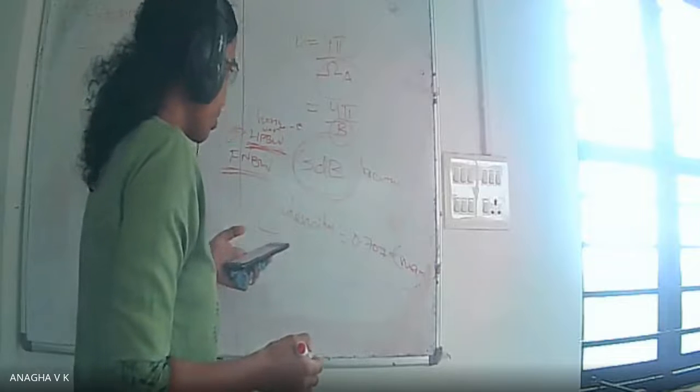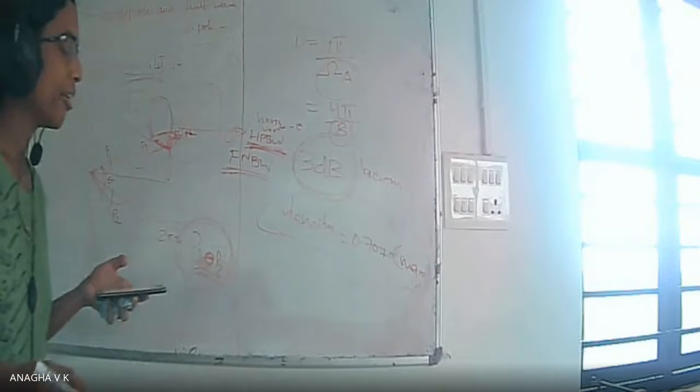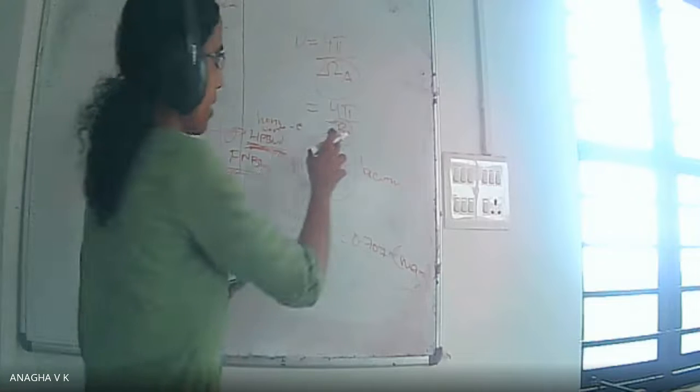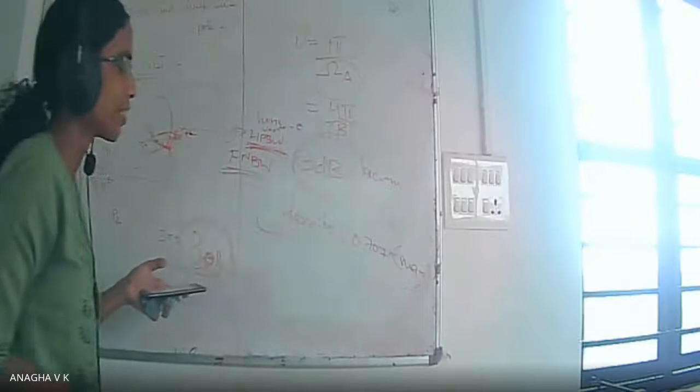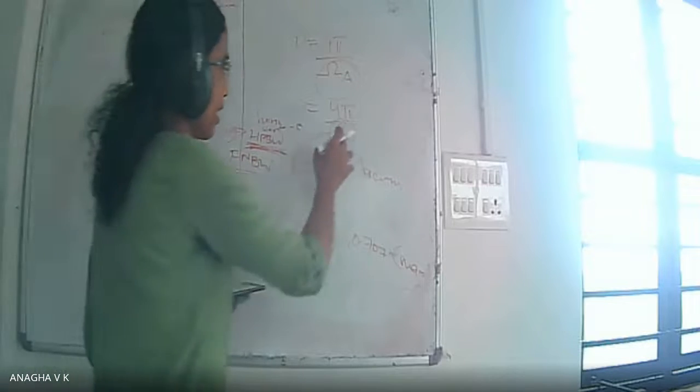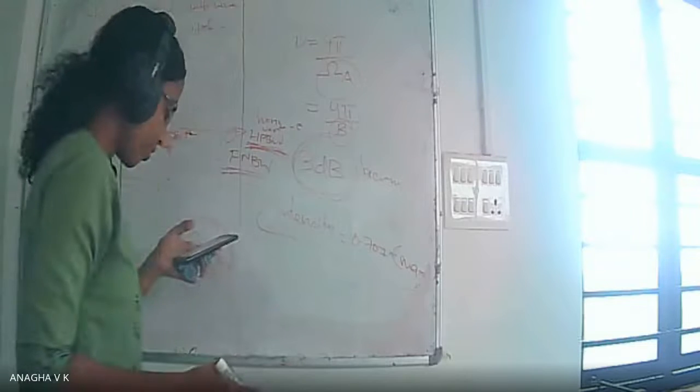The radiation pattern. I told you earlier, we can define the radiation pattern in terms of field intensity. So this is the field intensity B. So what else can we say?